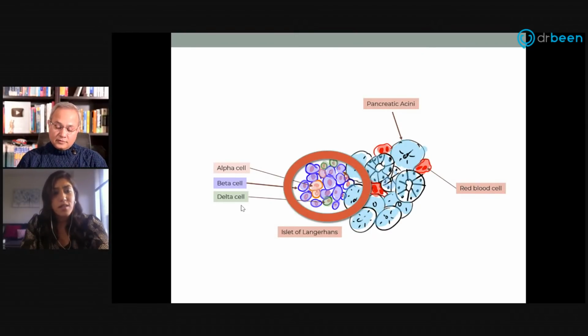The other cell that we see is a gamma cell. So gamma cells actually produce pancreatic polypeptide, and that makes up about 3 to 5% of the total islet cells. So we can go to the next slide.